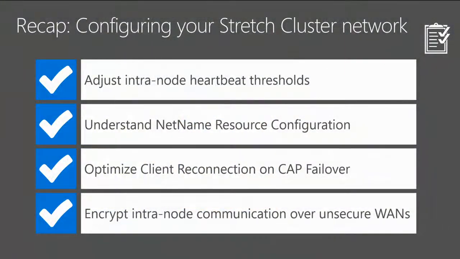So just a recap of all the things I just threw at you really quick. First off, make sure you crank up your heartbeat thresholds so you're not so sensitive and you don't get false failures on brownouts on the WAN. Understand what you want to do around your network name resource. Are you doing Hyper-V? Are you doing SQL? Are you going to stretch those VLANs or not, and how are you going to do it? And if you want to, you can encrypt that intra-cluster communication.